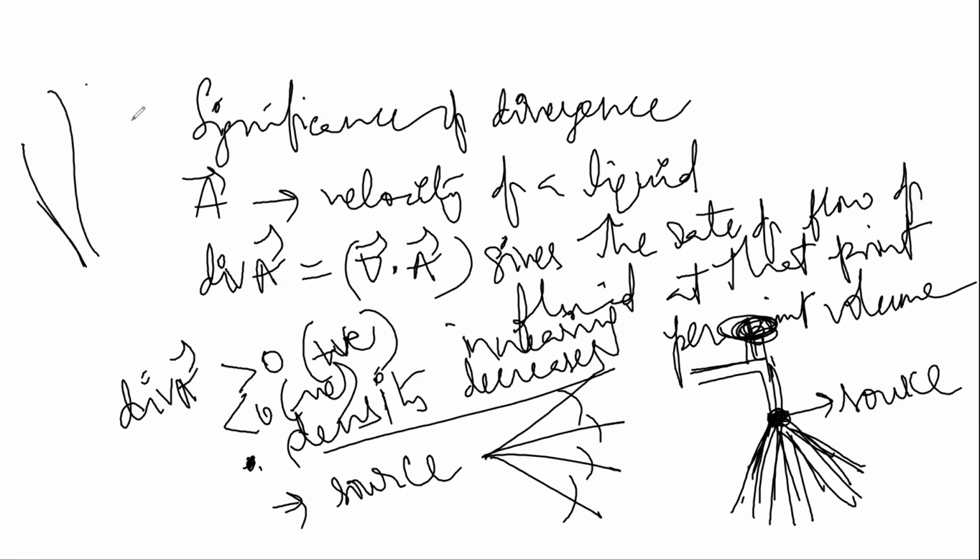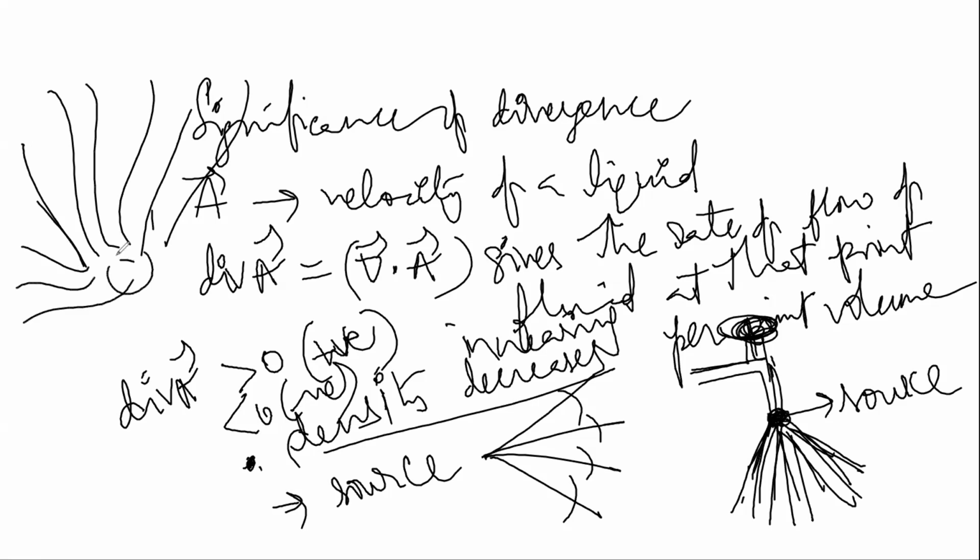That means the entire water will be coming into our wash basin. You have a sink, you have a hole here. So the entire fluid will be reaching here at that particular point. The density here will be increasing rapidly. Hence the divergence is less than 0 for that fluid at that point per unit volume.